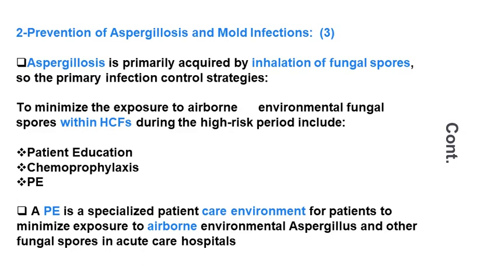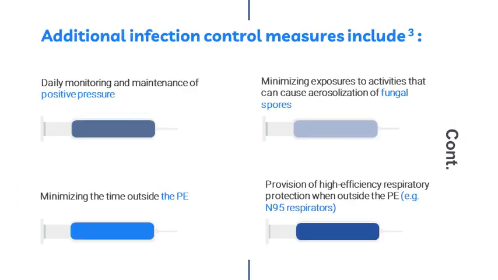A protected environment is a specialized patient care environment for patients to minimize exposure to airborne environmental aspergillus and other fungal spores in acute care hospitals. Additional infection control measures for patients housed in a protected environment include: first, daily monitoring and maintenance of positive pressure in protected environmental areas. Second, minimizing exposures to activities that can cause aerosolization of fungal spores, such as vacuuming. Also, minimizing the length of time that the patients are outside the protected environment for procedures. Finally, provision of high-efficiency respiratory protection when outside the protected environment, such as the use of N95 respirators.